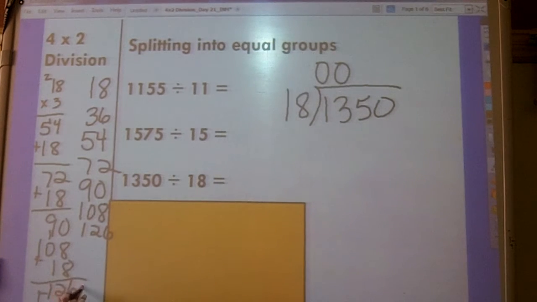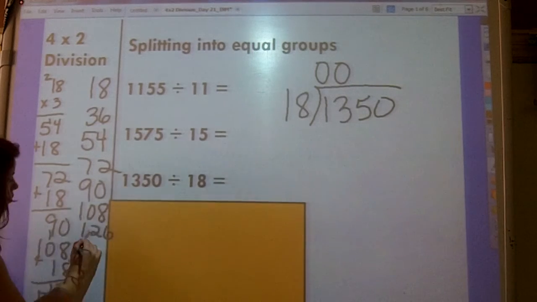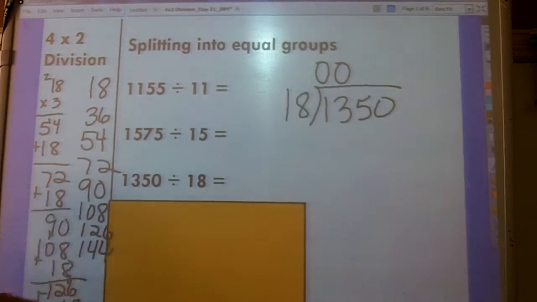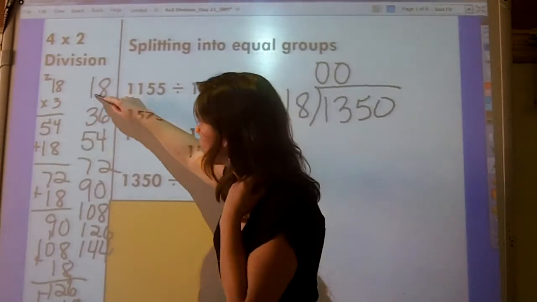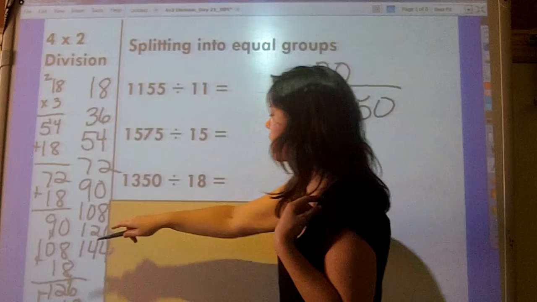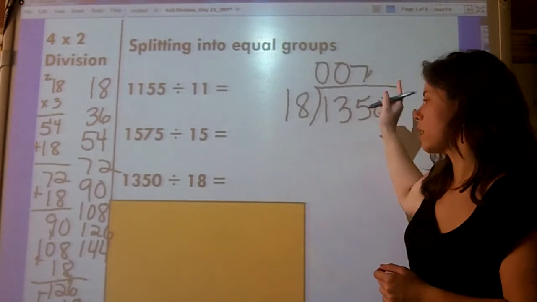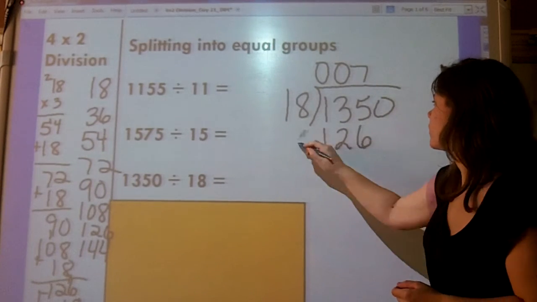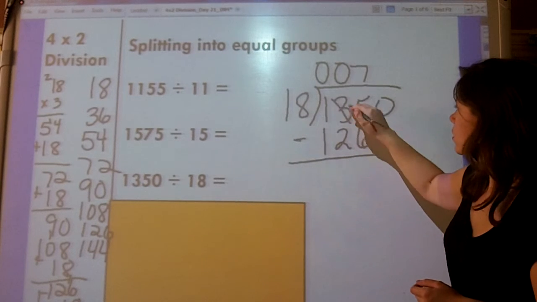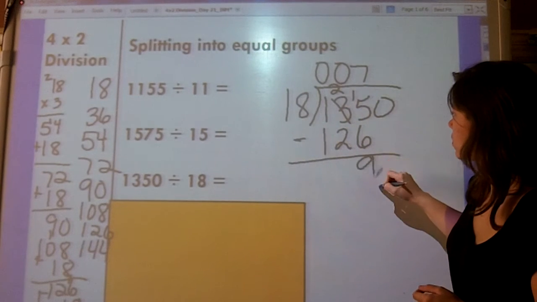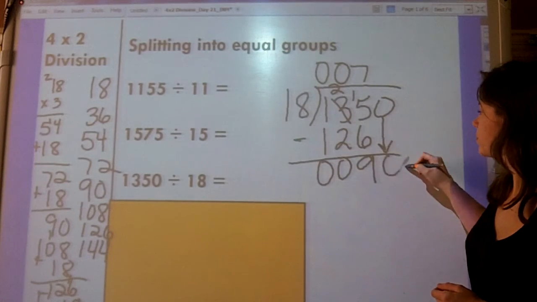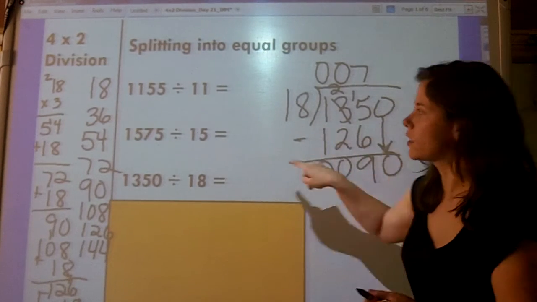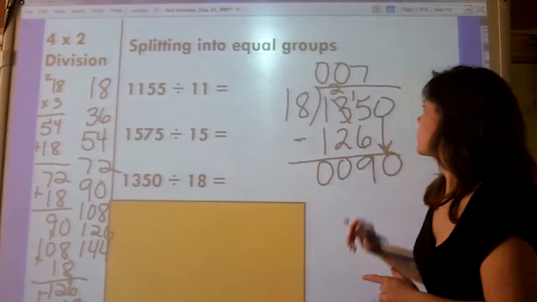It's 144. Okay. I know 18 can go into 135 1, 2, 3, 4, 5, 6, 7 times because 18 times 7 is 126. I'm going to subtract it out. I'm going to bring down my 0. 18 goes into 90 5 times.